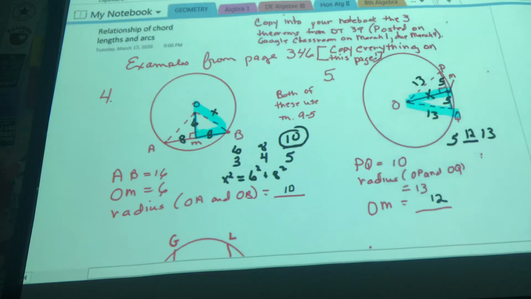Again, a family. What if you don't recognize the family? Use your Pythagorean theorem. Hypotenuse squared equals leg squared, that's the one we know, plus the other leg squared, that's the one that we do not know. You would still get 12 when you solve for X.